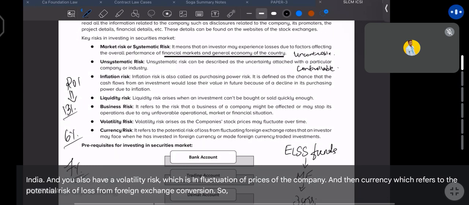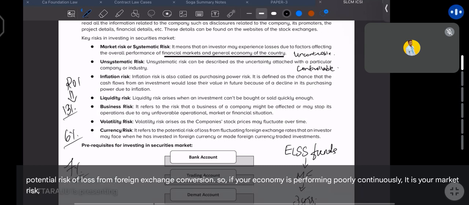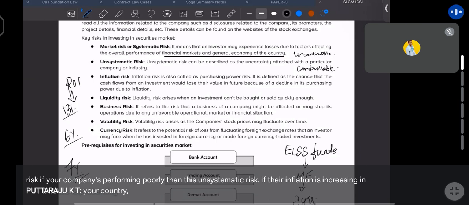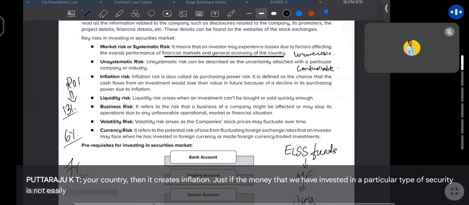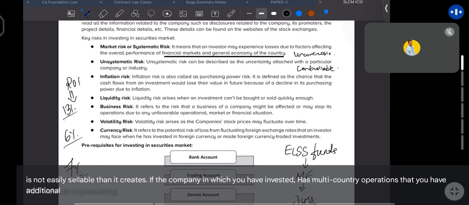If your economy is performing poorly continuously, it is market risk. If your company is performing poorly, then it is unsystematic risk. If inflation is increasing in your country, then it creates inflation risk. If the money that you have invested in a particular type of security is not easily sellable, then it creates liquidity risk. If the company in which you have invested has multi-country operations, then you have additional business risks.